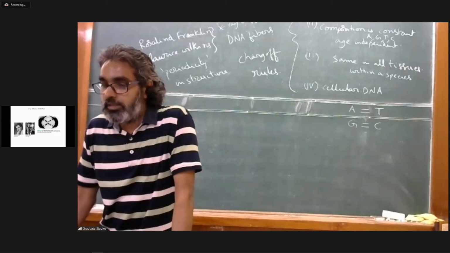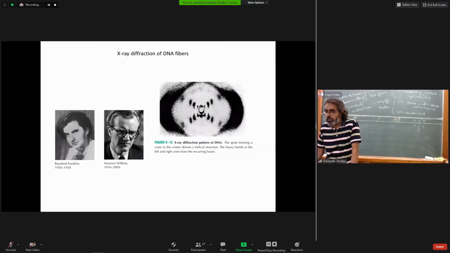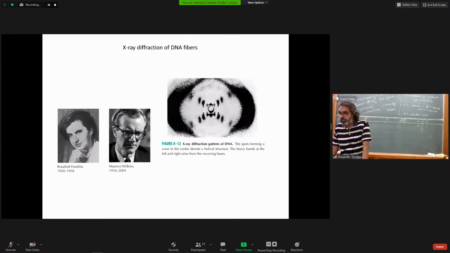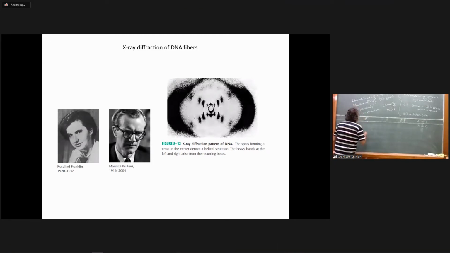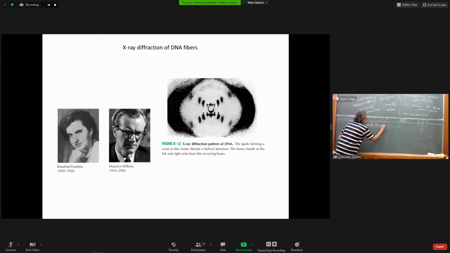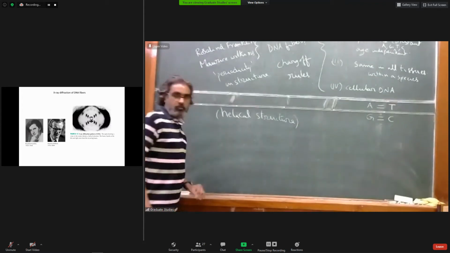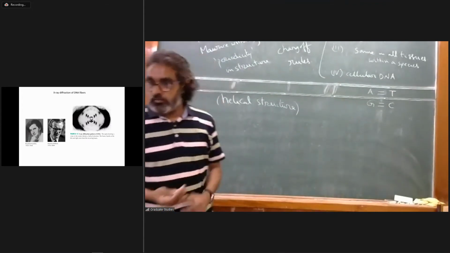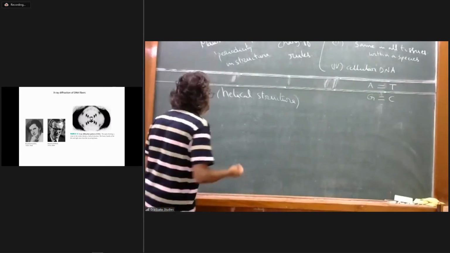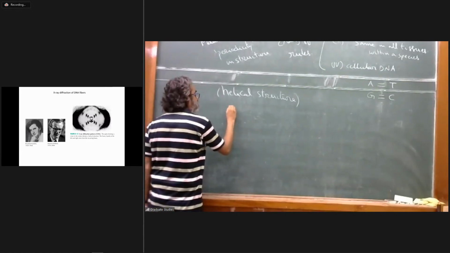I'm not really an expert on X-ray diffraction, but what they say is that you see the central dots, which constitute an X at the center, and that says there is a helical structure. That's all the hint, nothing more than that. There is a helical structure, and then you can actually quantify this. This helical structure has two periodicities.